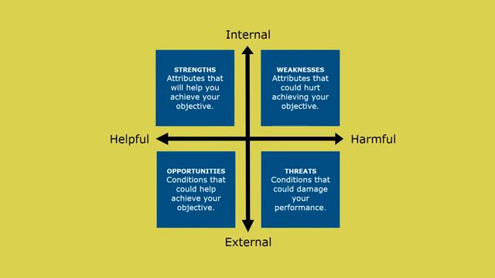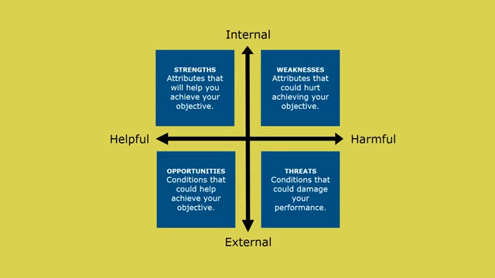Use a SWOT matrix, a square divided into 4 quadrants, to complete your SWOT analysis. Each quadrant represents one element: strengths, weaknesses, opportunities, and threats. Let's take a look. Strengths. For this quadrant, think about the attributes that will help you achieve your objective. Ask, what do we do well? Weaknesses. For this quadrant, think about the attributes that could hurt your progress in achieving your objective. Ask, what could we improve?